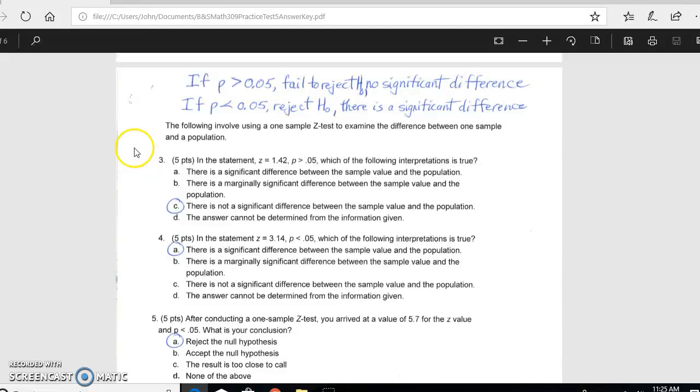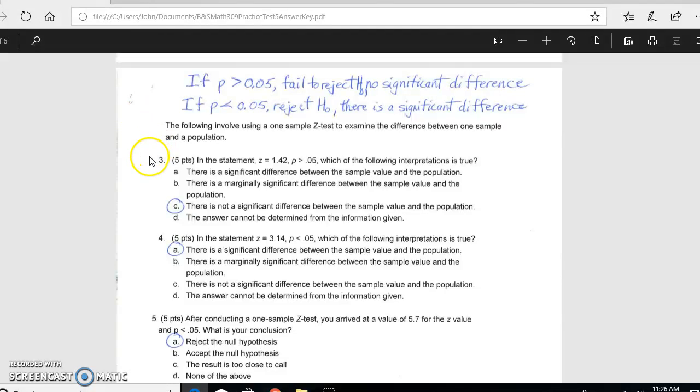So as we go through these problems, we're going to see z-scores that correspond to the p-values, but the only thing we need to really focus on is the value of the p, and that will decide what our answer is going to be.